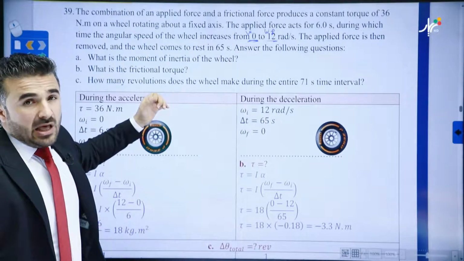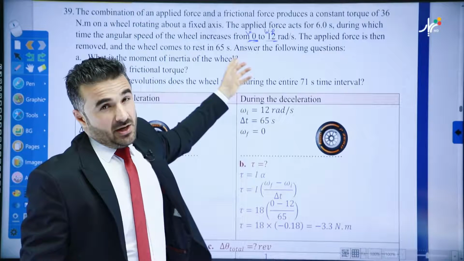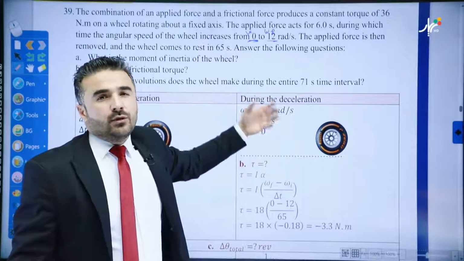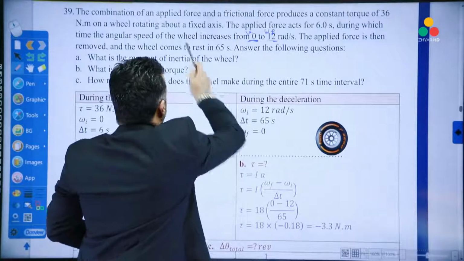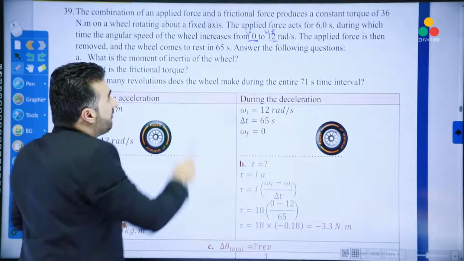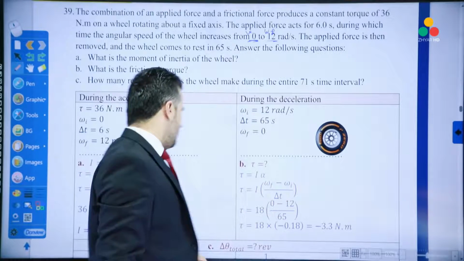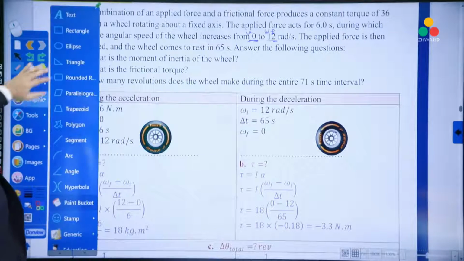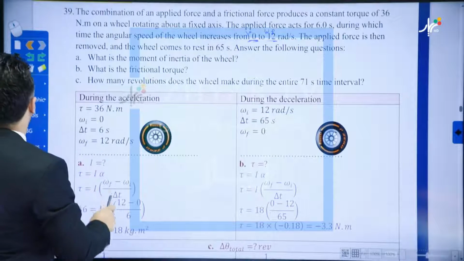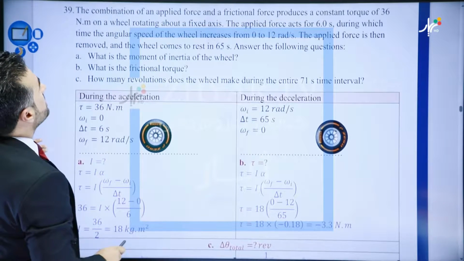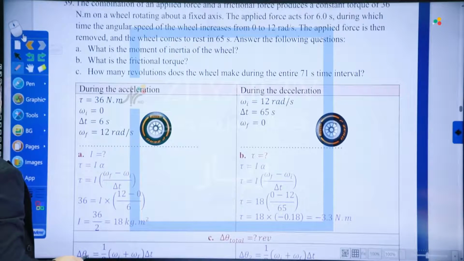Then the applied force is removed. What happens when the applied force is removed? The wheel comes to rest. But at what angular speed will it come to rest? It goes from 12 to 0. So after the force is removed, 12 would be the initial. Just stay with me, let's organize this. But before this, we have 36. Keep that number in mind.